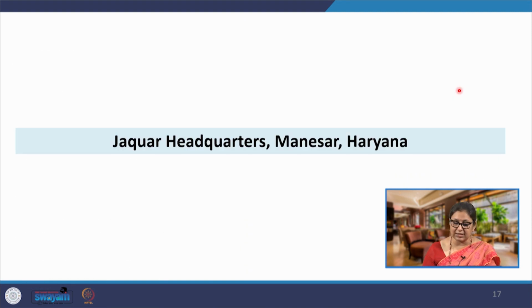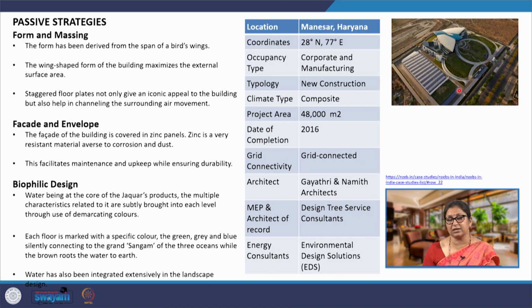Again, coming to the next case study, which is Jaguar headquarters in Manesar, Haryana, which is again a composite climate. Here we see, again, first, form and massing: how the form has to come so as to reduce the heat ingress into the building, but at the same time allow for significant daylighting. Now, coming to facade and envelope, again here they have gone in for zinc.